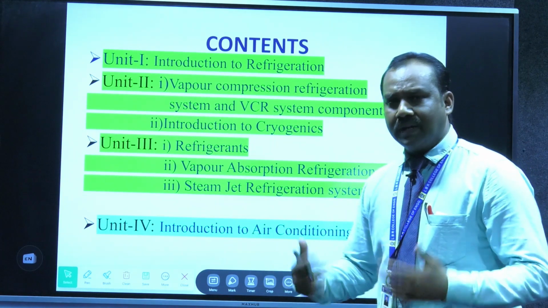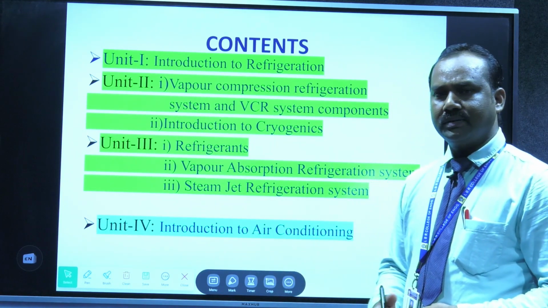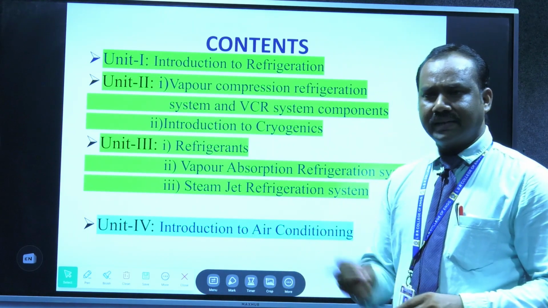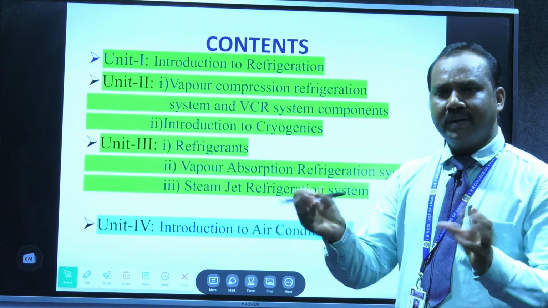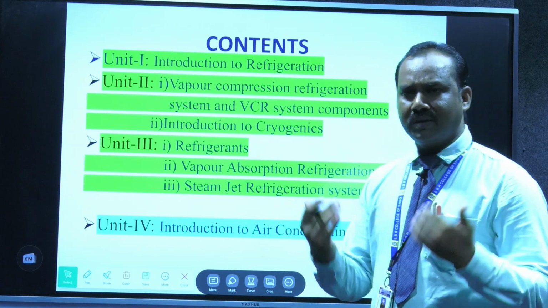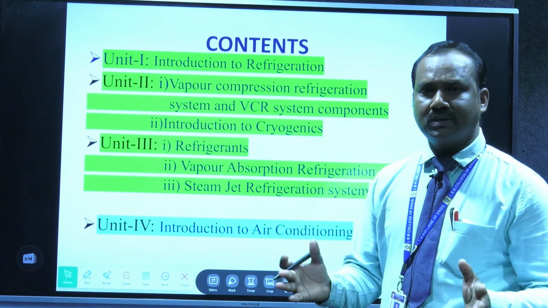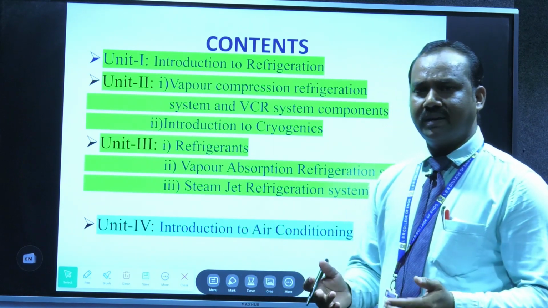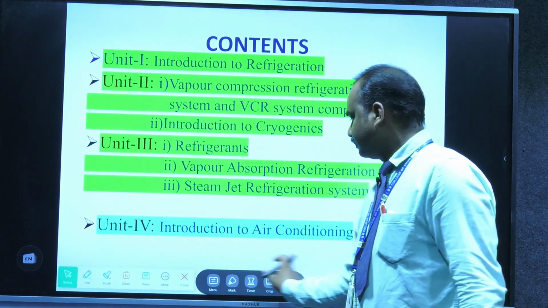In order to understand the fundamentals of air conditioning, we require a concept called psychrometry. Psychrometry is a subject which deals with the behavior of moist air. The characteristics of atmospheric air are studied by the subject called psychrometry. So we need to go into detail regarding what is psychrometry, what are the psychrometric properties, and psychrometric processes which are essential to understand the air conditioning system and its design. Those things will be covered under unit 4.